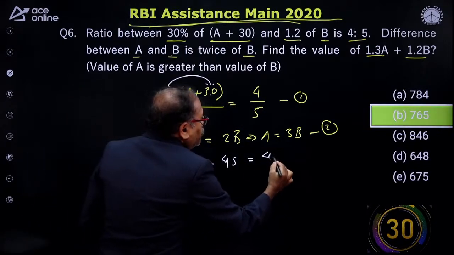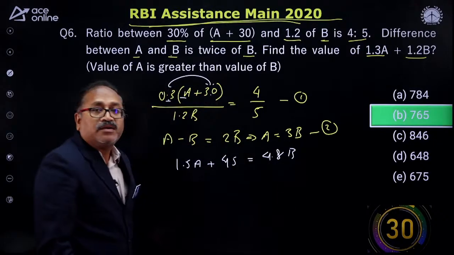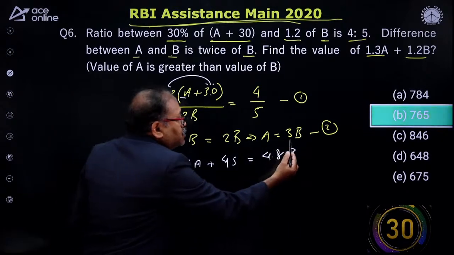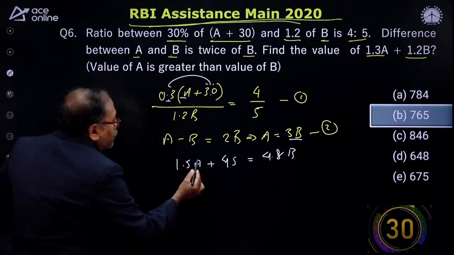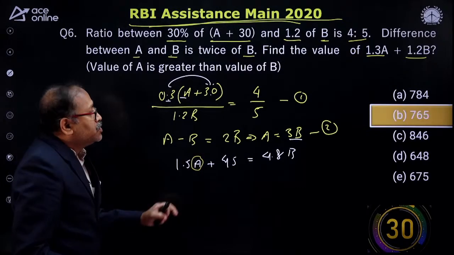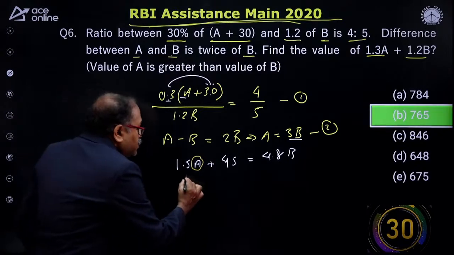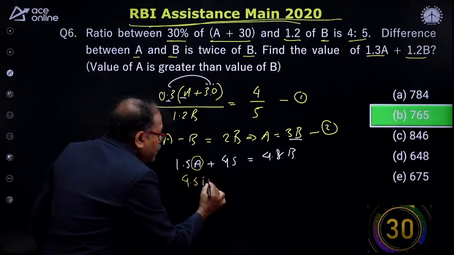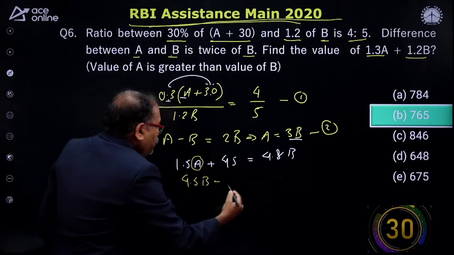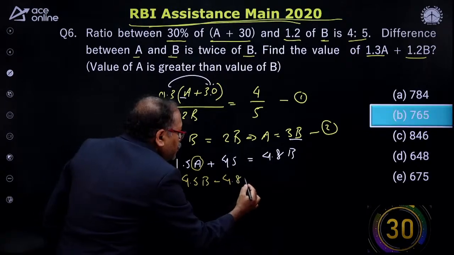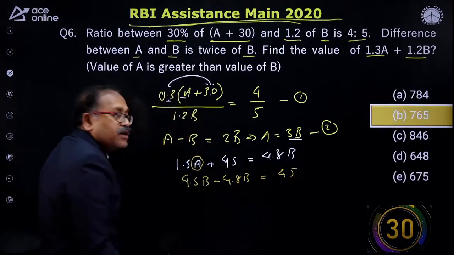That means 4.8B. Done. So now you know that A is equal to 3B. So I will replace this A by 3B. So what will happen? 3 into 1.5 is 4.5, so that is 4.5 of B, and minus 4.8 of B, which is equal to minus 45, where minus will get cancelled over here.